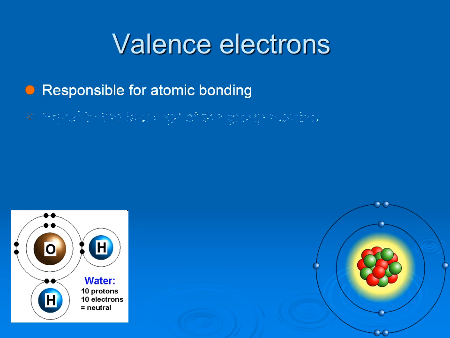Okay, so valence electrons are responsible for atomic bonding. So when two atoms bond, when they get together, if you look in the picture, there's an oxygen bonding with 2 hydrogens. That's what makes water. So remember, valence electrons is equal to the last digit of the group number.